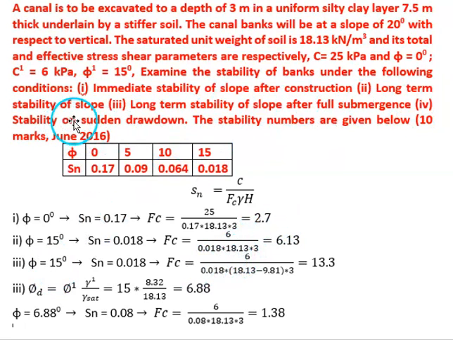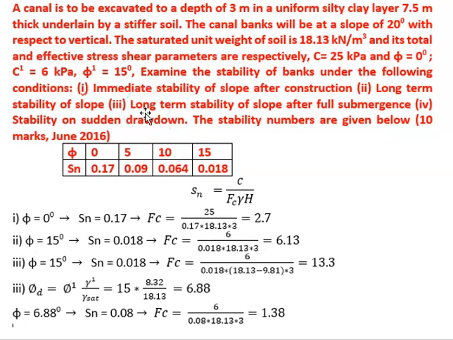In the second case, long-term stability of slope is asked. So for the long-term case, we should take the effective shear parameters, so we should take c dash and phi dash. Here for the short-term or immediate stability, we should take the total shear parameters, whereas for long-term condition, we should take the effective shear parameters. So here total cohesion is taken, but here effective cohesion is taken. So effective cohesion divided by the stability number corresponding to effective angle of shearing resistance, that is 15 degrees. Then we will be getting the factor of safety.